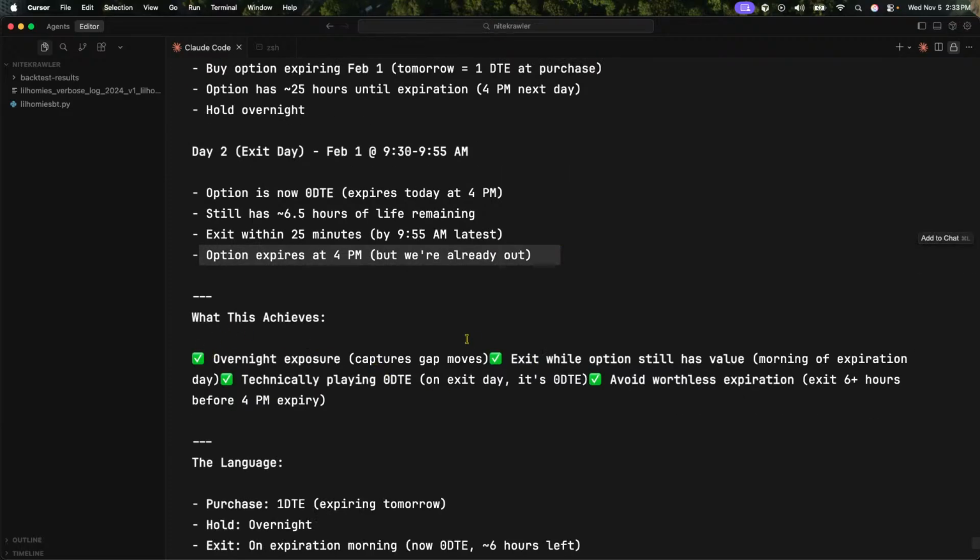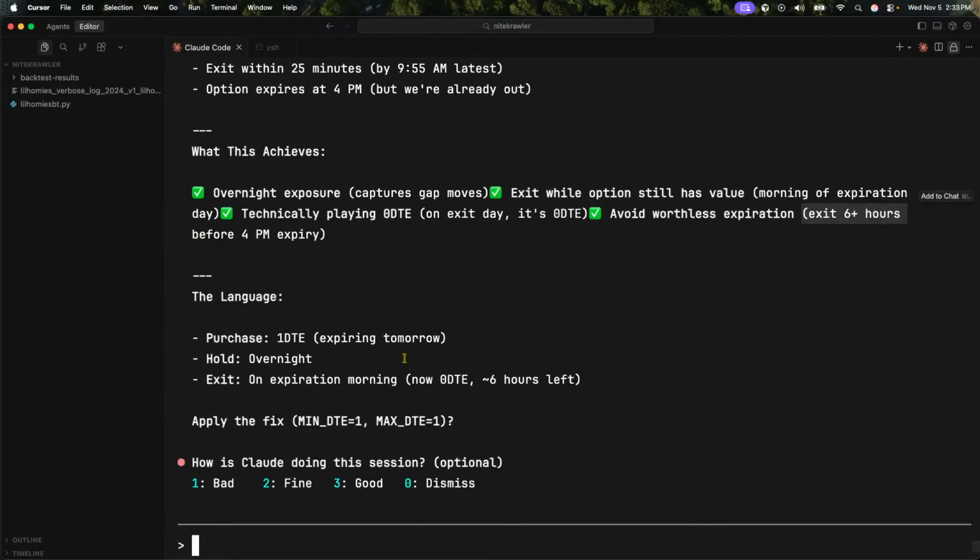Overnight exposure captures the move. Exit while the option still has value. On the morning of the expiration, technically playing 0 DTE on the exit day. It is 0 DTE. We avoid the worthless expiration. Exit 6+ hours before the 4 p.m. expiration. The language: we're purchasing the 1 DTE expiring tomorrow, holding overnight, and then exiting the expiration morning. Okay.